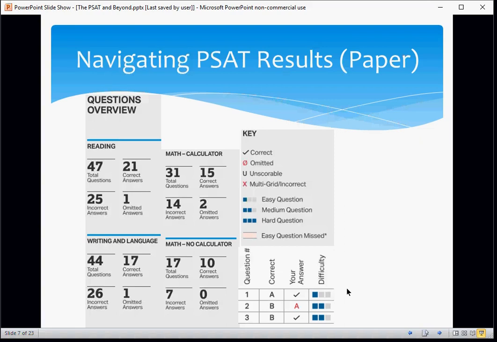The students receive the score report and a copy of the actual test they took, so they have the opportunity to review the test and look through the individual questions to see what types of questions they had trouble with.